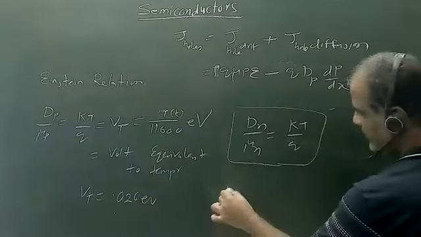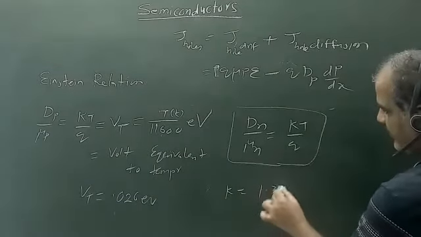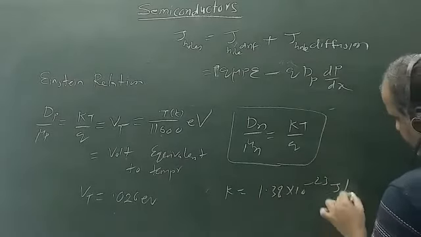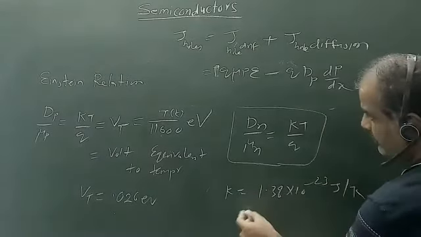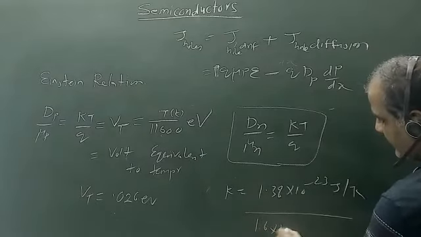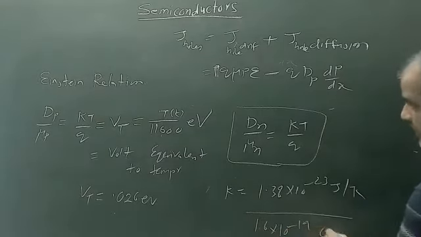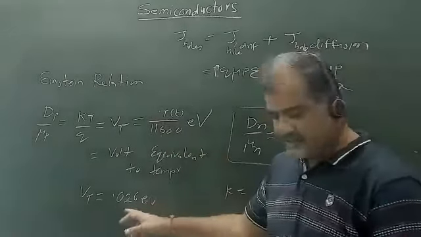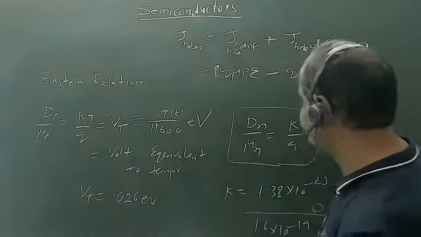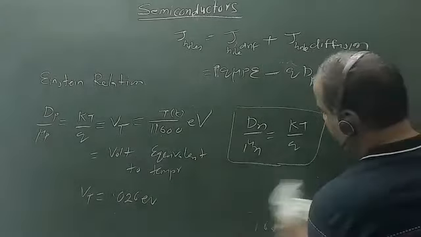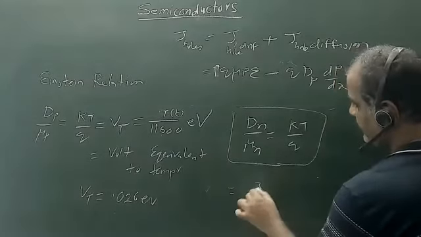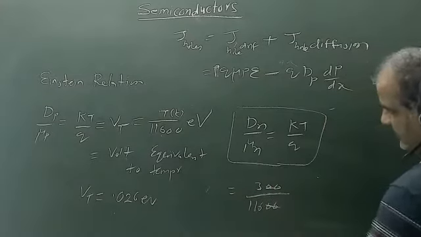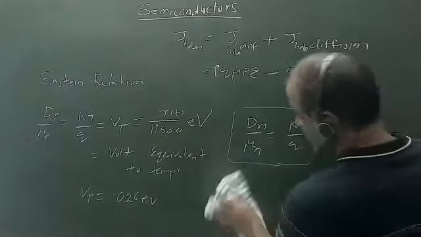This is k by q, where k is 1.38 into 10 to the power minus 23 joule per Kelvin, and q is 1.6 into 10 to the power minus 19 coulomb. Solve it and check, put 300 here and see what answer is coming. So if I take T is equal to 300, divided by 11,600, yes sir it is coming. So this formula is correct.